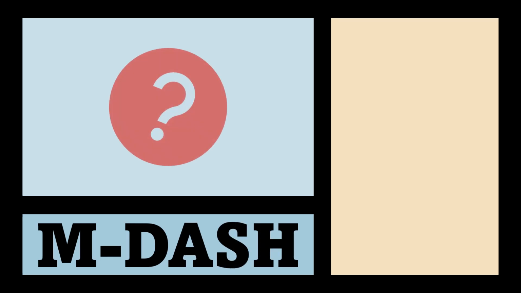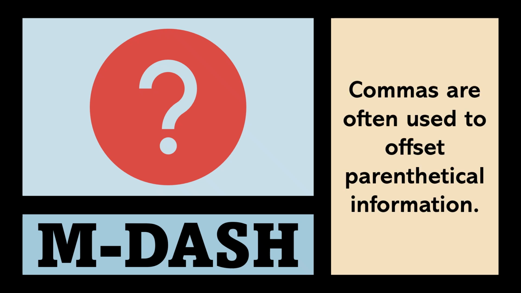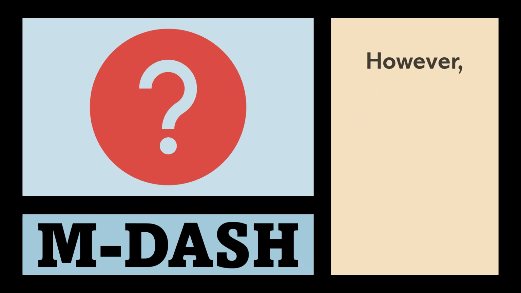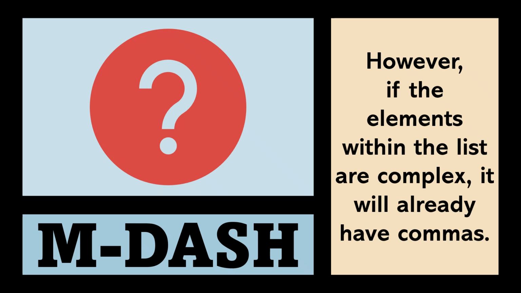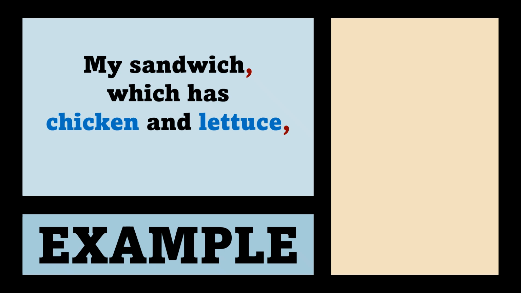The M dash. The M dash is used to offset parenthetical lists of 3 or more, or it could be 2 items that are simply complex, depending on the context. Now, commas are often used to offset parenthetical information. However, if the elements within the list are complex, it will already have commas in it, and therefore we need to differentiate the commas on the outside from the commas in the parenthetical information, and that's when we use the M dash. Example: my sandwich, comma, which has chicken and lettuce, comma, is delicious.